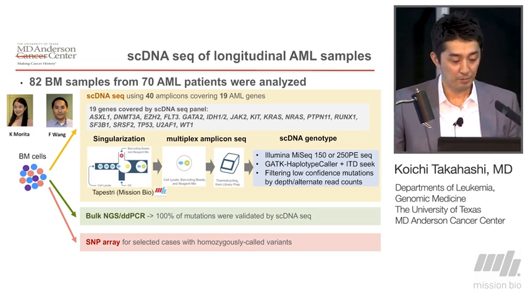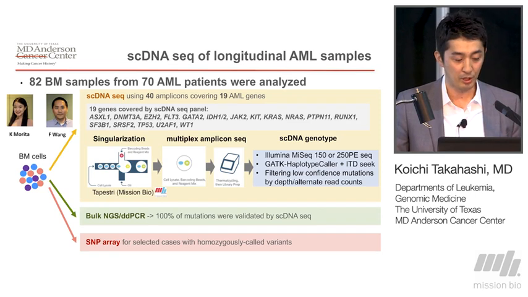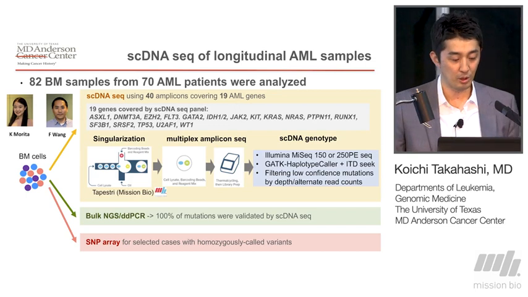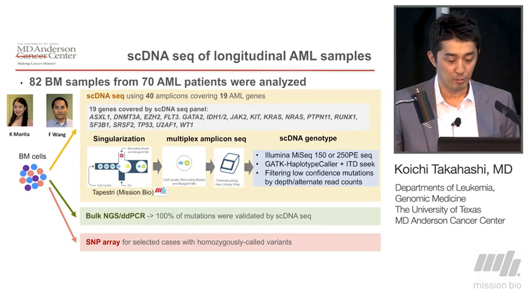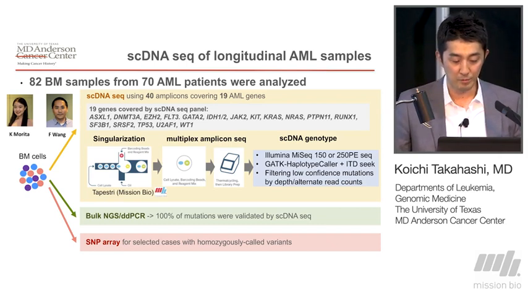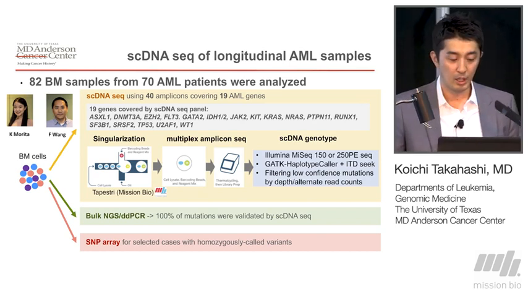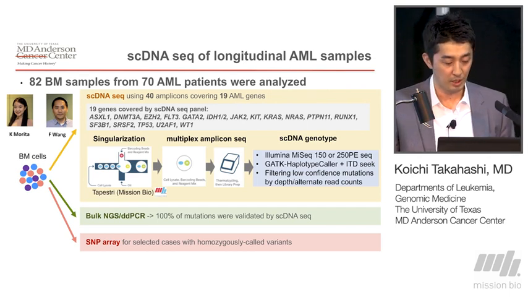So far, we have finished about 70 AML patients sequenced with this Tapestri platform. The initial AML panel targets about 19 recurrently mutated genes in AML, with 40 amplicons across these 19 genes. Samples were sequenced on the MiSeq with either 150 or 250 paired-end reads. For the FLT3 ITD cases, we prefer to use 250 paired-end because it will cover most of the FLT3 ITD. And we used the GATK haplotype caller or ITDC combination to call the mutations.